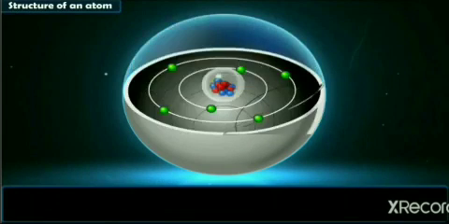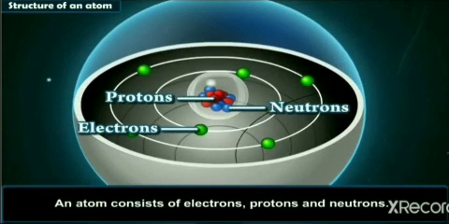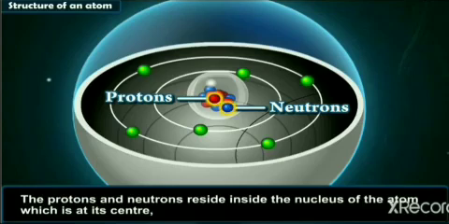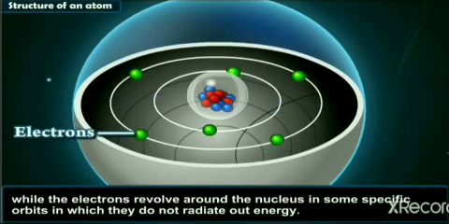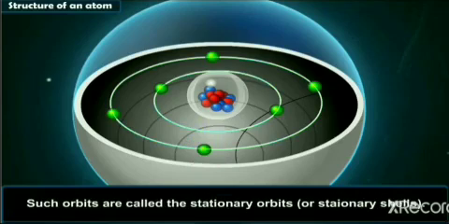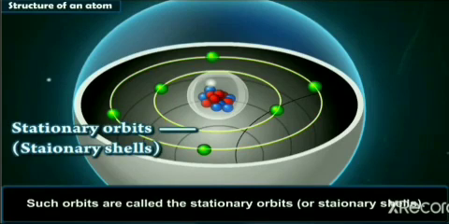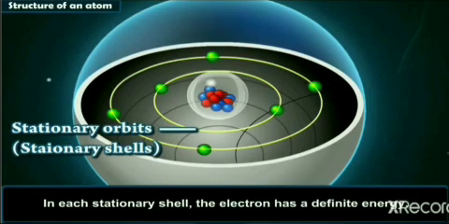Structure of an atom. An atom consists of electrons, protons, and neutrons. The protons and neutrons reside inside the nucleus of the atom, which is at its center, while the electrons revolve around the nucleus in some specific orbits in which they do not radiate out energy. Such orbits are called the stationary orbits or stationary shells. In each stationary shell, the electron has a definite energy.